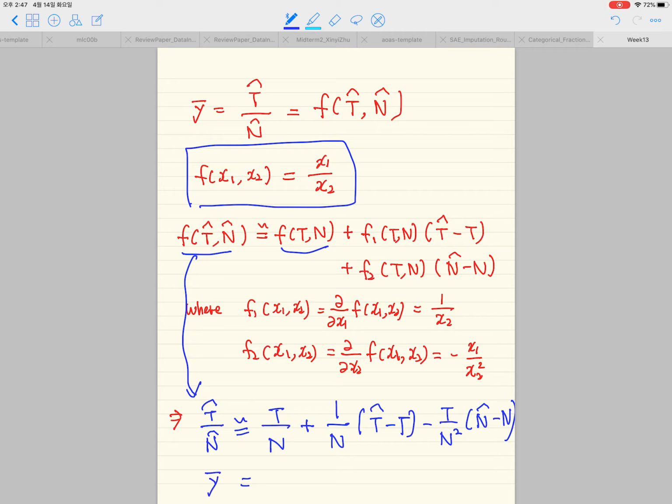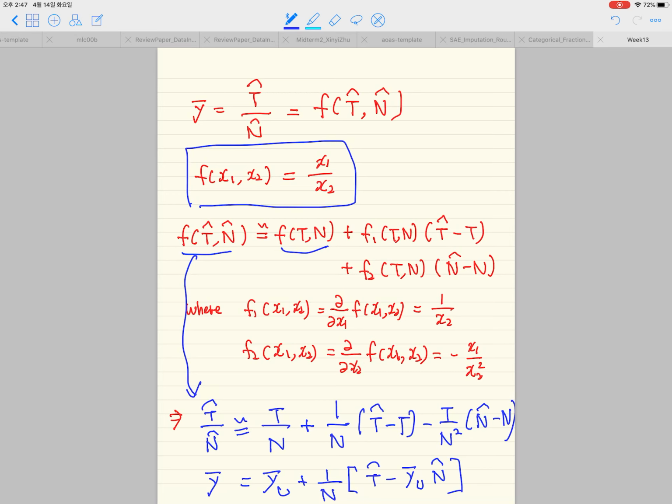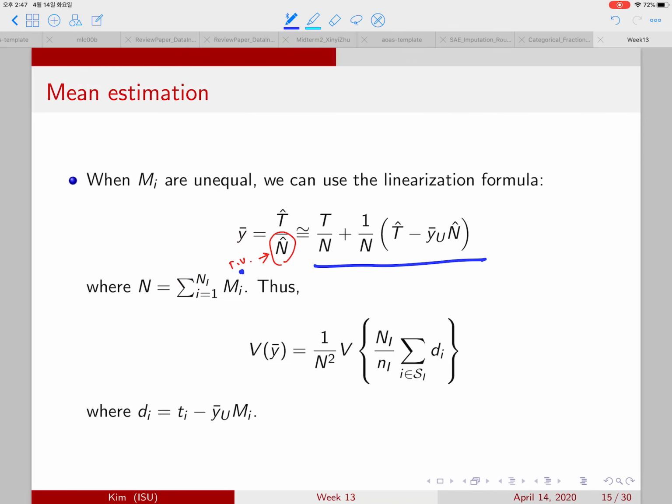So that is y bar, and that is y bar u, 1 over n, t hat minus y bar u n hat. So that gives the formula. That is the linearization formula here. So that is the derivation of this linearization.